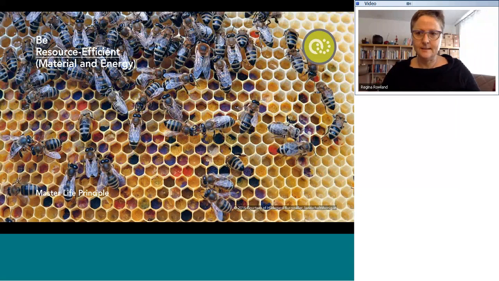Here's another master life principle, be resource efficient in material and energy. And the image here is of honeybee combs. And so these are the hexagon shapes that you see. And what we know about this shape is that it is the most efficient shape. So if you had squares in here, instead of these hexagon shapes, you would get less compartments. So it's efficient in terms of space, efficient in terms of material and energy, because it's also a very strong shape, stronger than a square, for instance, or a cube. And so you can use less material for the walls between the compartments.